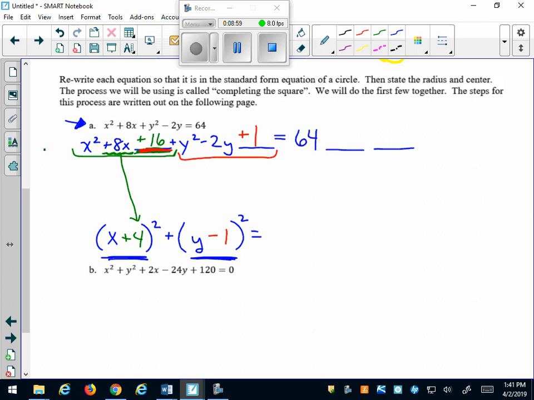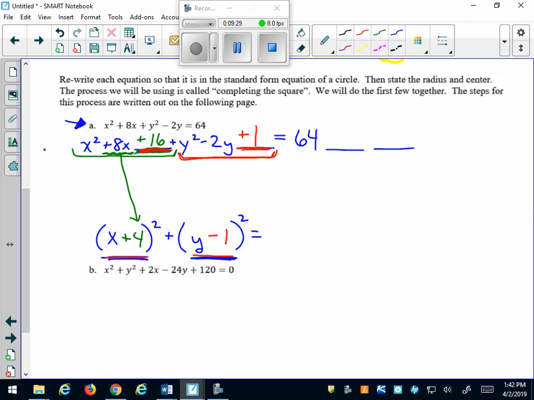So the two things in these blanks are always going to be adding. It's always going to be plus, the numbers. Okay, well that's really convenient. We just added a 16 magically in the right spot, and we were able to factor it as x plus 4 squared. And then magically we added a 1 in the right spot, and we were able to factor that into y minus 1 squared.